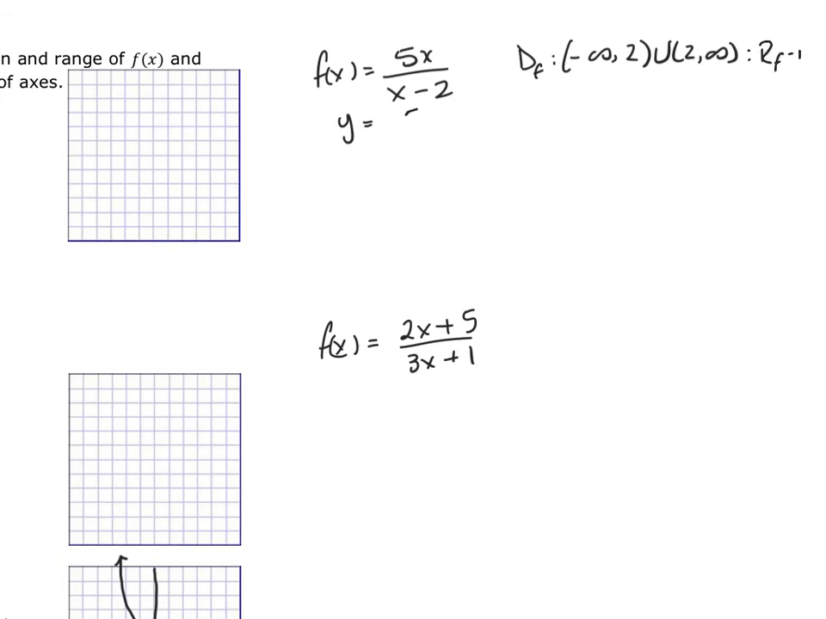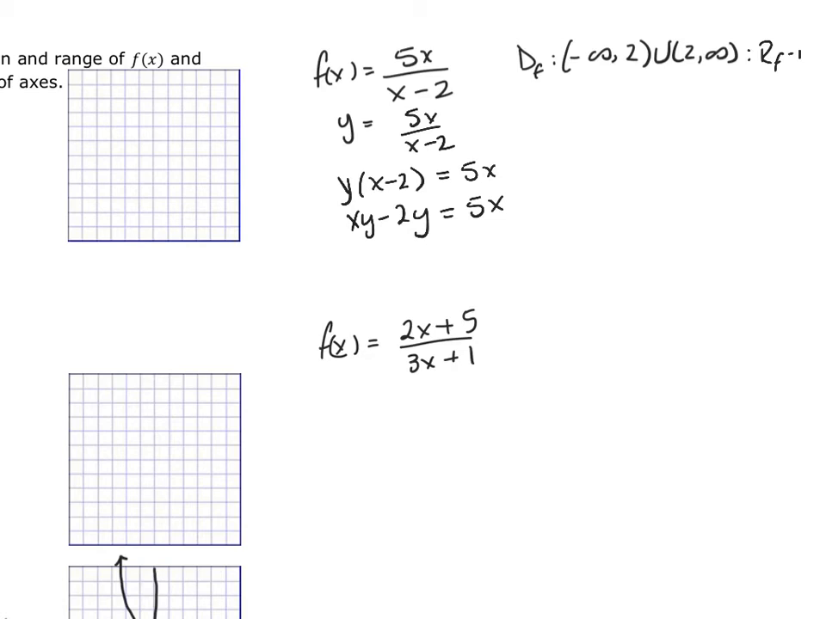So y is equal to 5x over x minus 2. Now I'm going to go ahead and multiply both sides by x minus 2. And so I have y times x minus 2 is equal to 5x. I'm going to distribute that y through, and so I get xy minus 2y is equal to 5x.